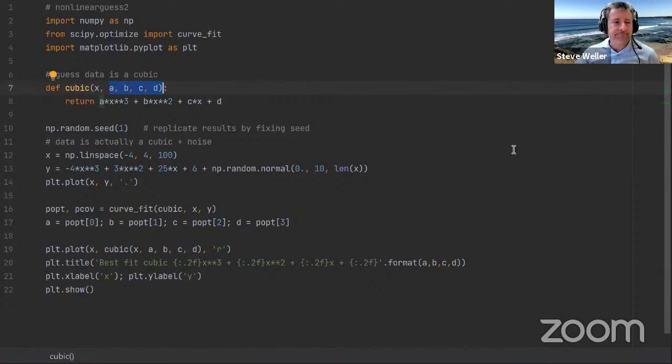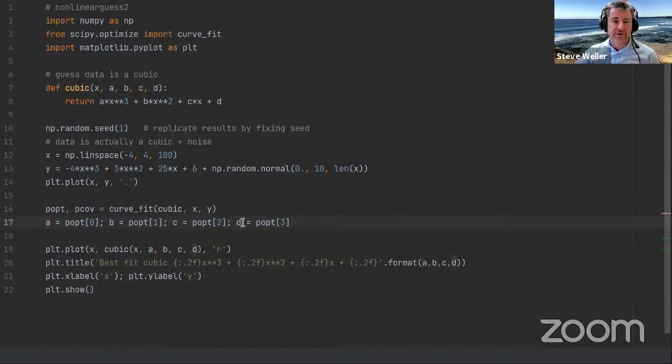And line 16, the only difference from fitting a parabola is that this time we pass in a description of the cubic function, order 3. And line 17 gets a little longer because now we've got 4 parameters to extract from the popt array: popt 0, popt 1, popt 2, popt 3. They are the values of a, b, c, and d that are calculated by the curve fit function.